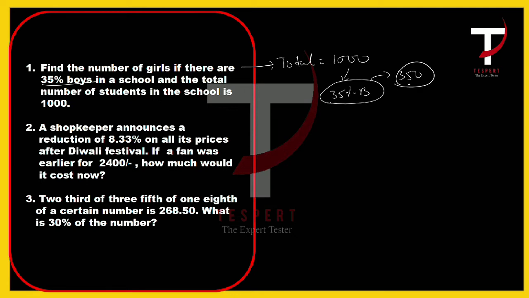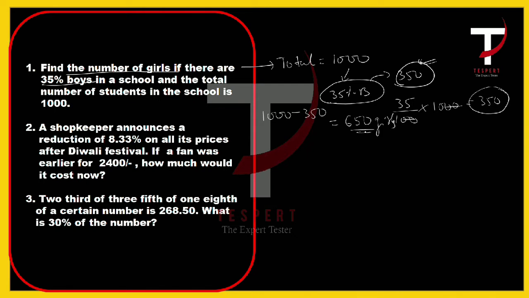But how did we arrive at this 350? 35 by 100. 35% means 35 by 100, so 35% of 1000. So we got 350 as the number of boys. But what's the question here? Find the number of girls. If 350 are boys, then out of 1000 the remaining 650 will be girls. So this is what we were asked to find out: 350 are boys and 650 are girls.